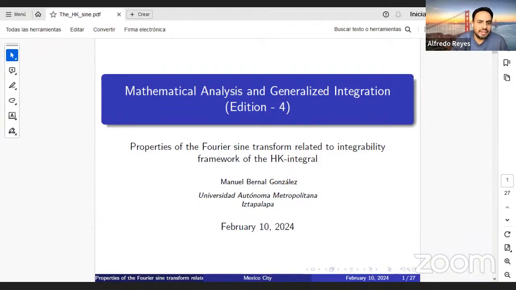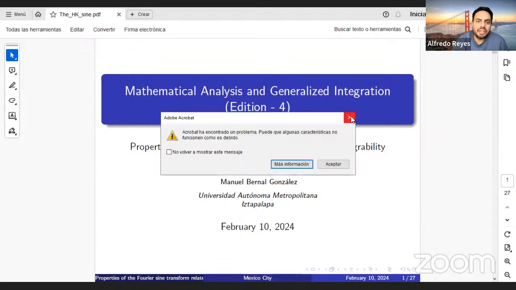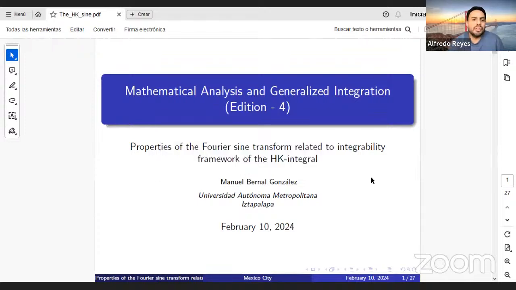So we're going to continue with Professor Manuel Bernal, who is our last speaker. He is from Mexico, and he's going to talk about the properties of the Fourier sine transform related to the integrability framework of the Henstock-Kurzweil integral.